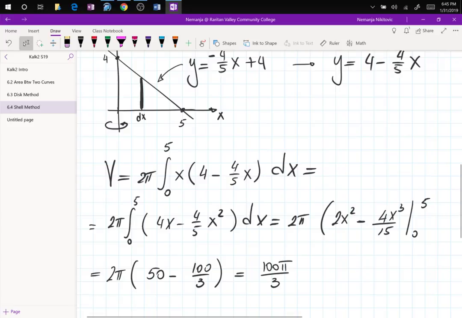So that was your shell method. Please note rotation on y, and it was dx integral. Let's work out example from homework, from your textbook for this particular. So they want us to rotate on y-axis.